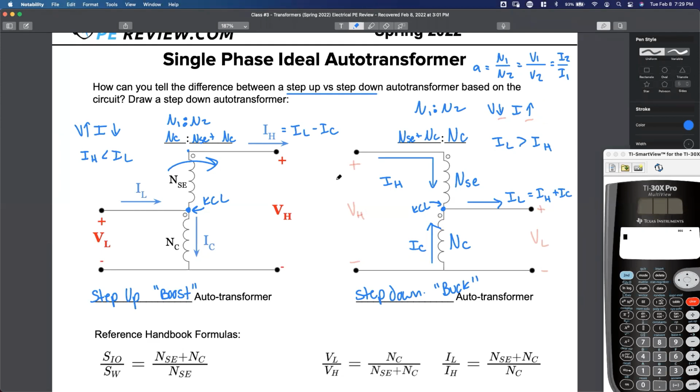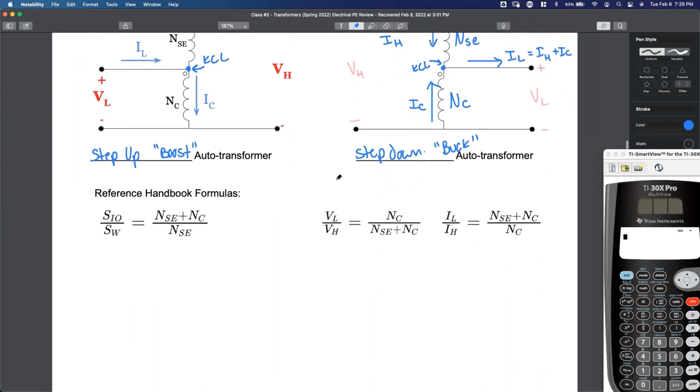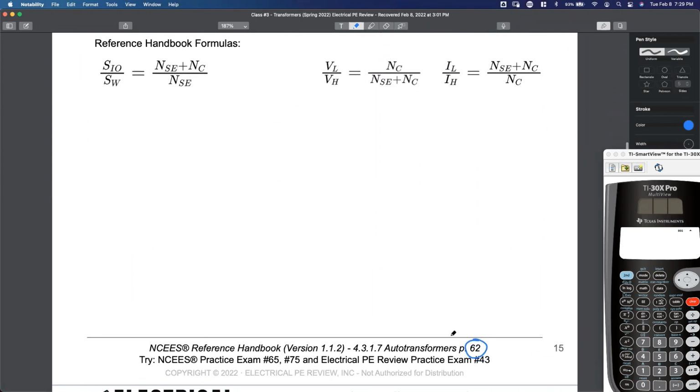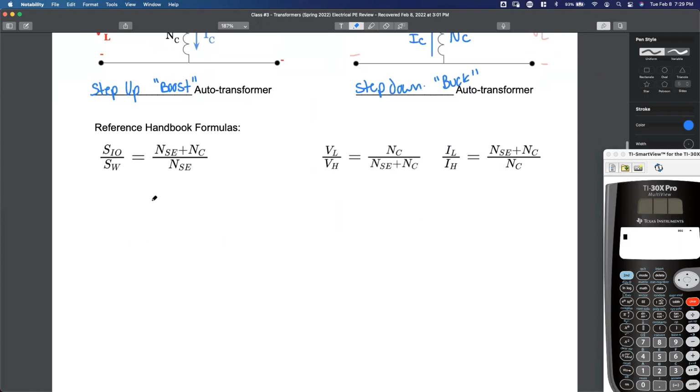All right, let's look at the reference handbook formulas. The first one we're going to look at is on the left. And all of this, of course, is located on page 62 for Autotransformers in your reference handbook. Who can tell me, what is SIO? What does SIO stand for? Input output, says Connie.